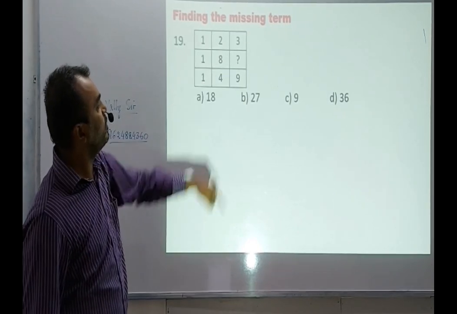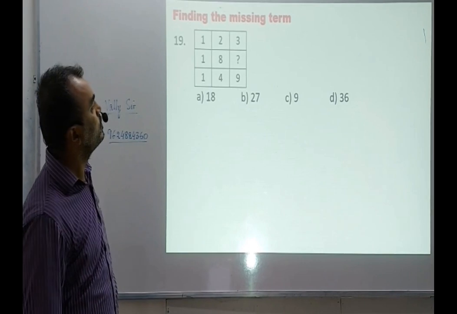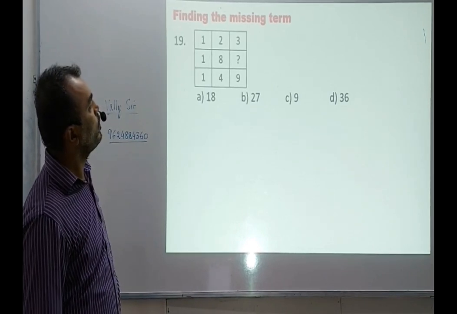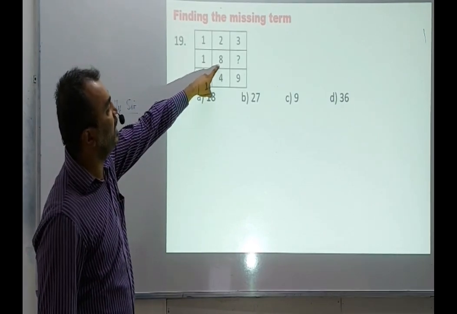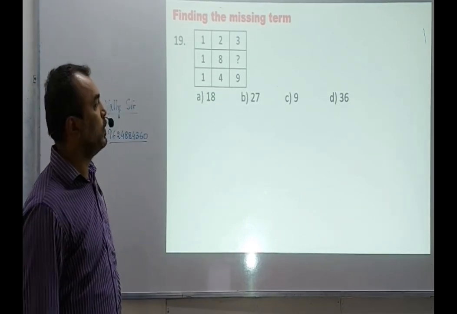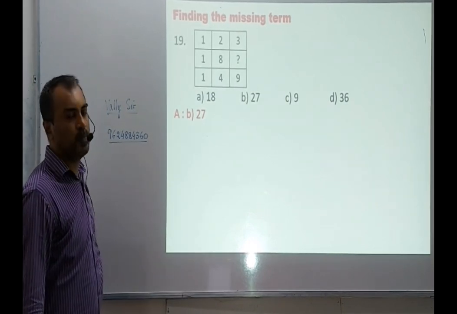The same way, can you see the middle logic? How do you relate 1, 8 with 1, 2? Yes? The cube of 1 is 1, the cube of 2 is 8, and the cube of 3 is 27. So the answer is B, 27.